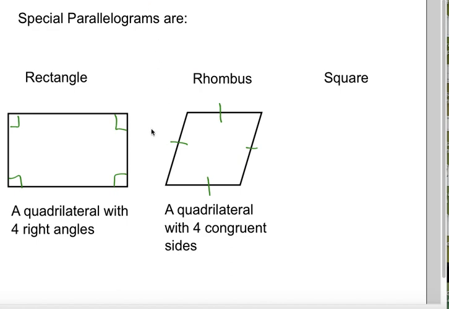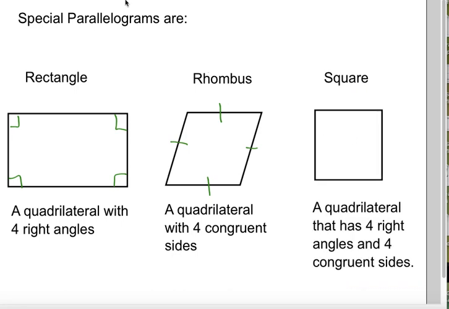Now I say at least because knowing that you have four right angles, you could possibly have a square. Knowing that you have four congruent sides, there's a possibility that it's a square. So if you know that you have four congruent sides and that you do have also right angles, then you would know that you have a square. A square is both a rhombus and a rectangle at the same time. A square is a quadrilateral that has four right angles and also has four congruent sides.